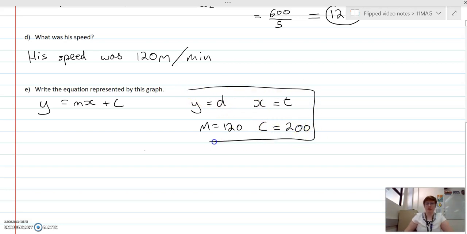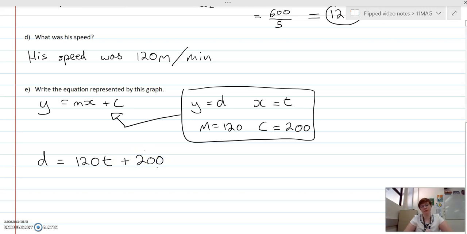So then we take these values and we substitute them into that, which means our final equation ends up as d equals 120 t plus 200. That's easy. And if you wrote out y equals 120x plus 200, and that's what you put in the calculator, that would be the exact same thing. It's the same graph, we're just using different variables to represent the same things.